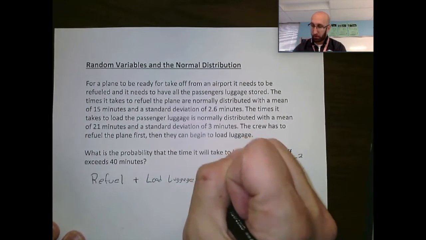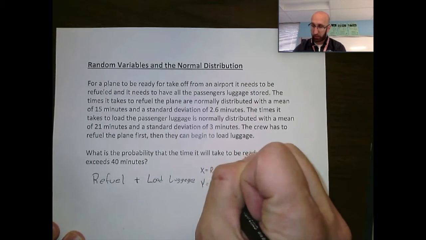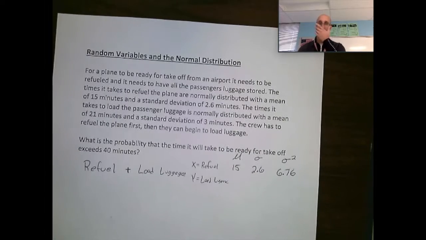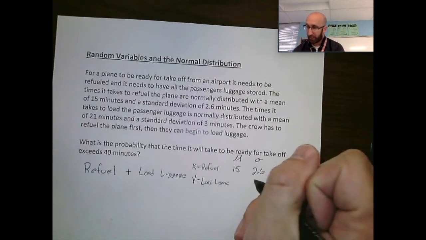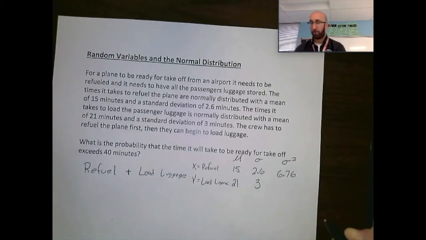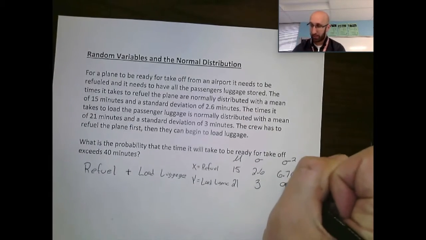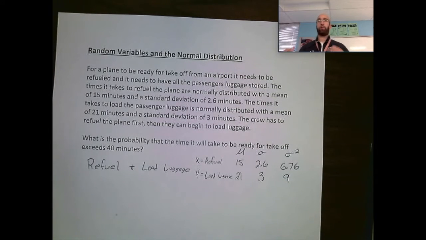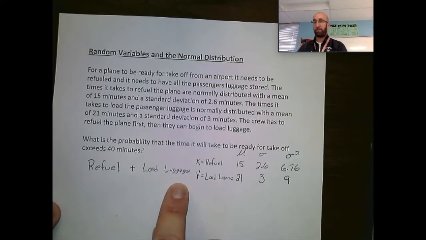The other thing this problem talks about is loading luggage. That is my other random variable, Y. They told us the mean time it takes to load luggage is 21 minutes with a standard deviation of 3 minutes, which means the variance is 9 minutes squared. I squared that number.